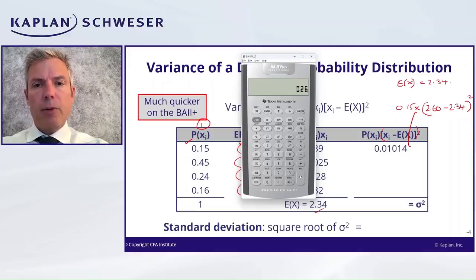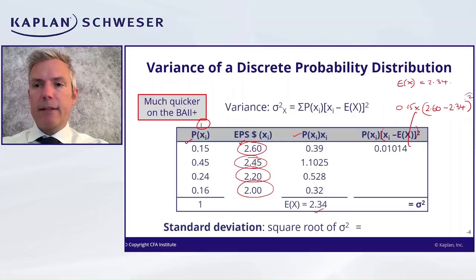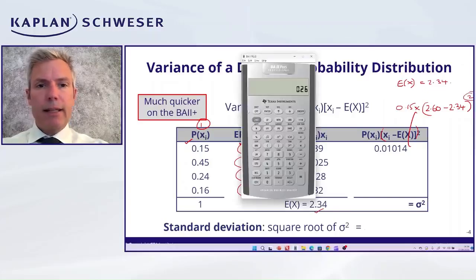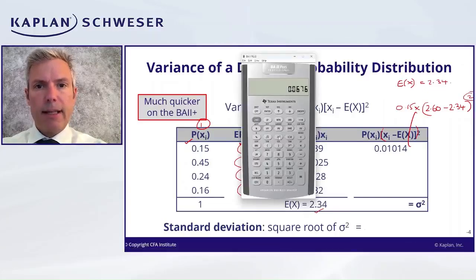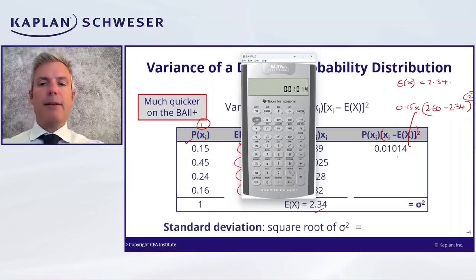All right, so that's obviously 0.26, I should say. Then we square that. So the squaring comes in here. So square that by hitting that key, and then multiply by the probability of seeing that squared deviation, which is 0.15. So when we do all of that, we get 0.01014. That's how you get that number.